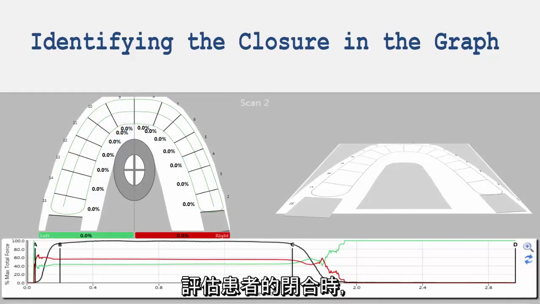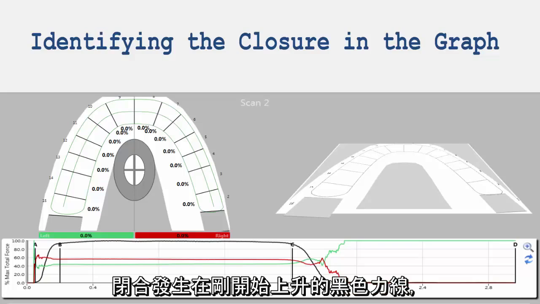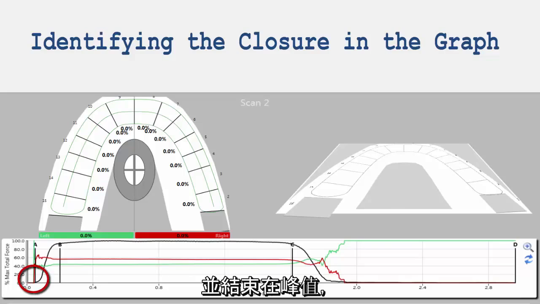To evaluate a patient's bite during closure, you first need to identify the key areas to observe. The closure is located on the graph at the initial rise of the black force line and ends when the black line nears its peak.